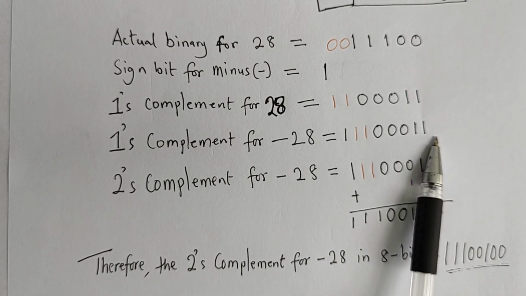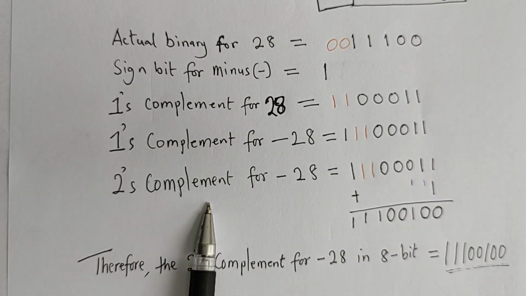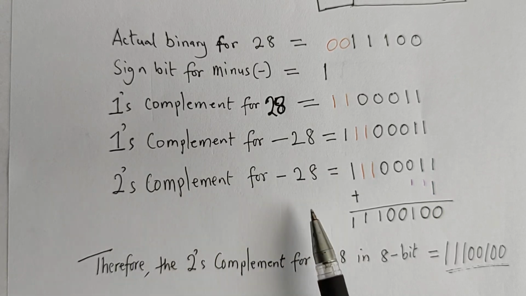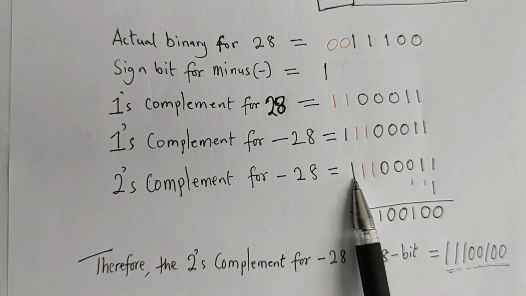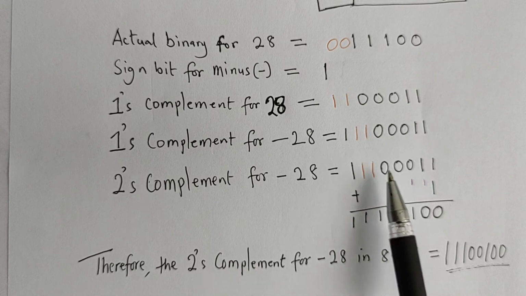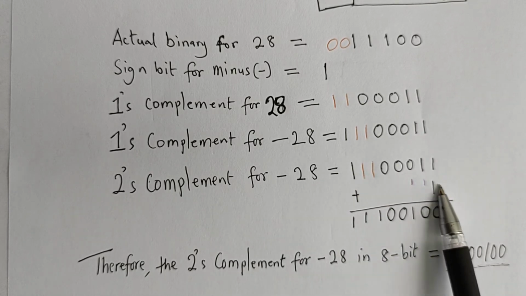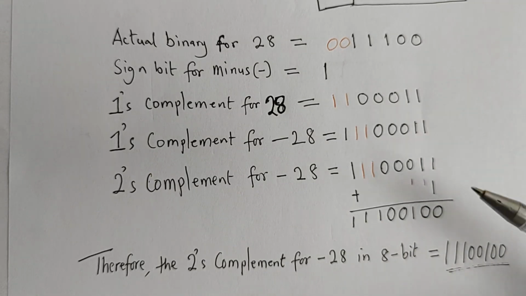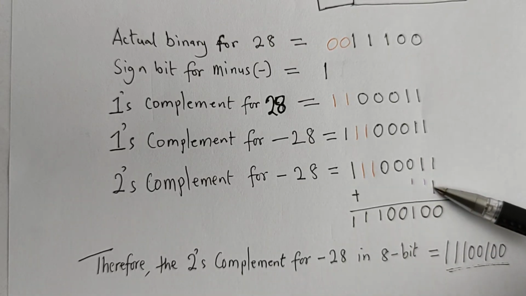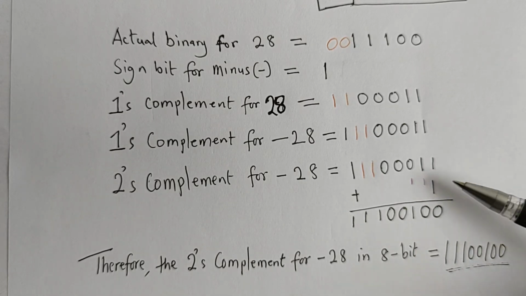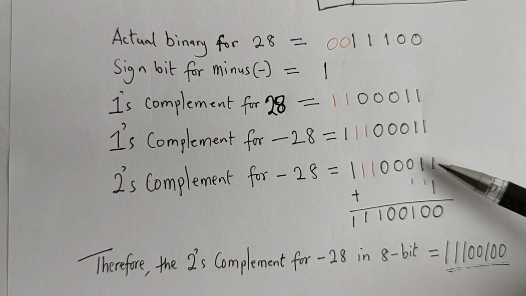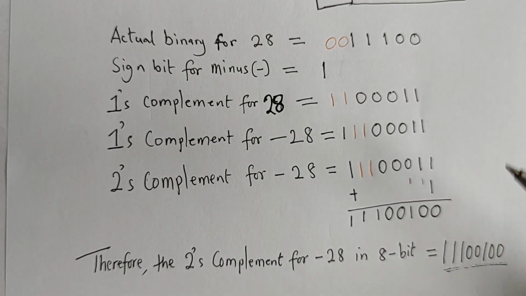Very straightforward. Now to obtain the 2's complement for minus 28, we need to add 1 to the 1's complement. So that's why we have this 1, 1, 1, 1, 1, 0, 0, 0, 1, 1. So plus 1. Now let's proceed with the addition process. In binary, 1 plus 1 will give us 0 carry 1. So we're going to have a carry.